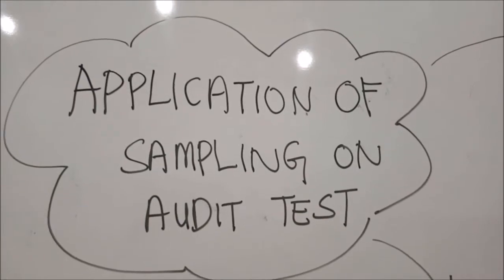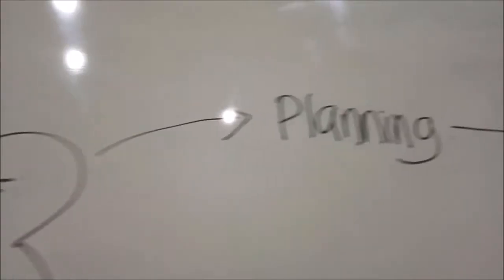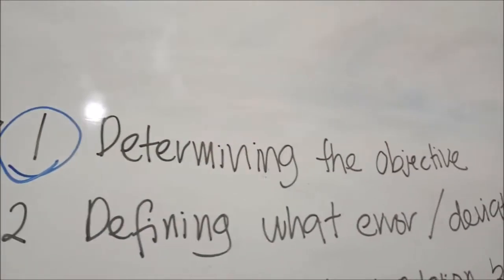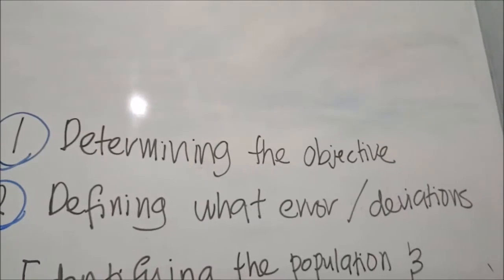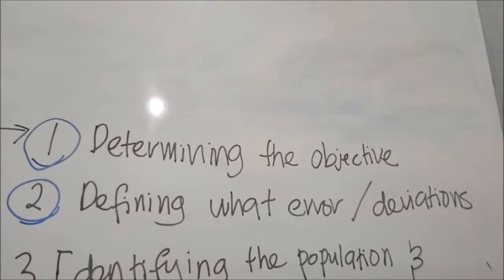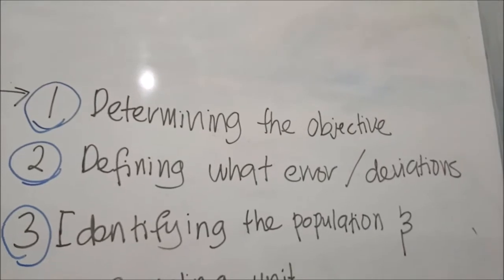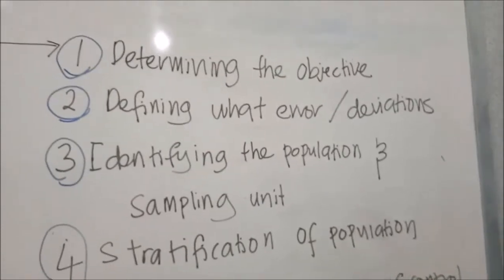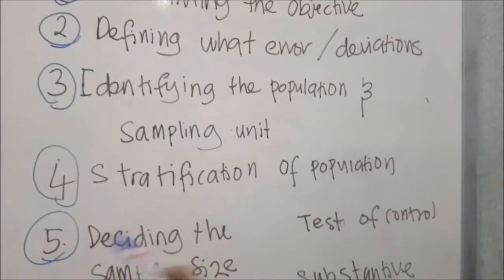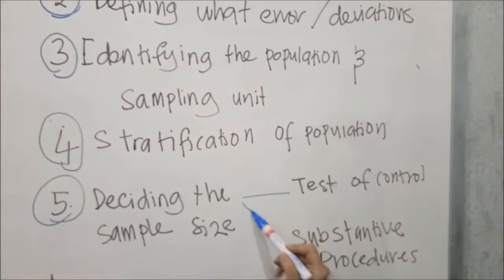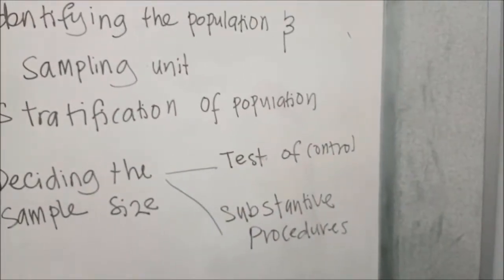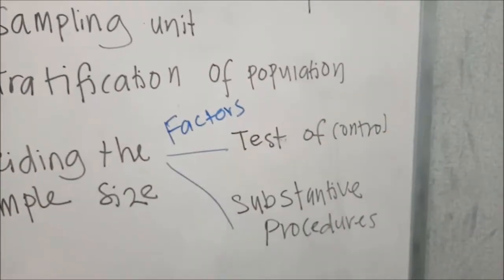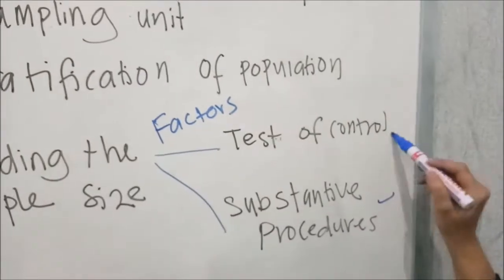The application of sampling on audit tests. First is planning the sample. Number 1, determining the objective of the test. Number 2, defining what errors or deviations are being sought. Number 3, identifying the population and sampling unit. Number 4, stratification of population. And lastly, deciding the sample size. There are two factors that influence the sample size. First is test of control, and the second is substantive procedures.